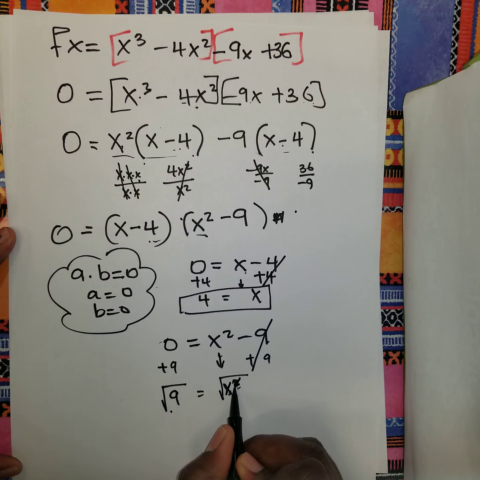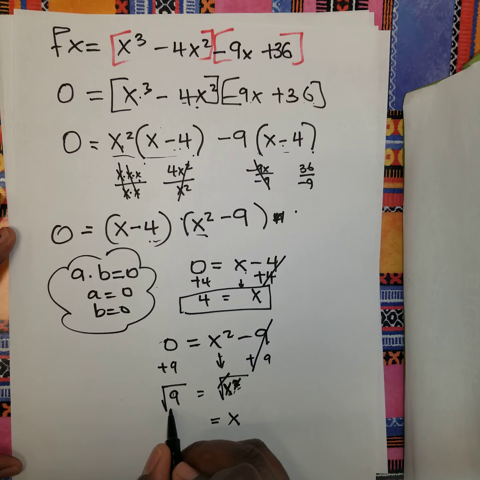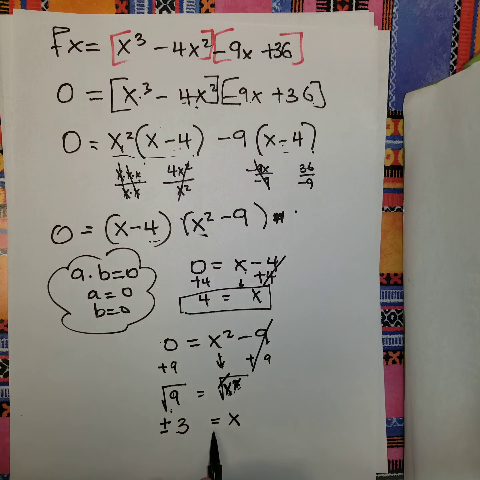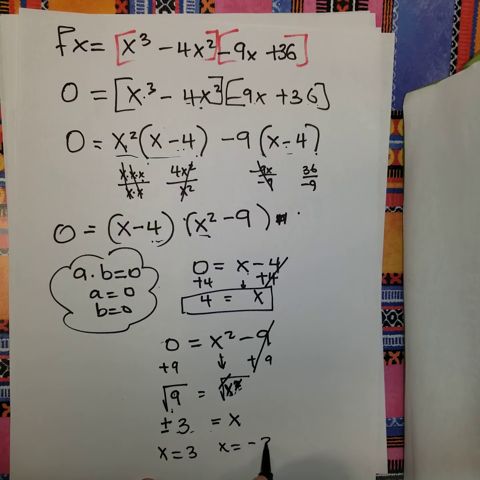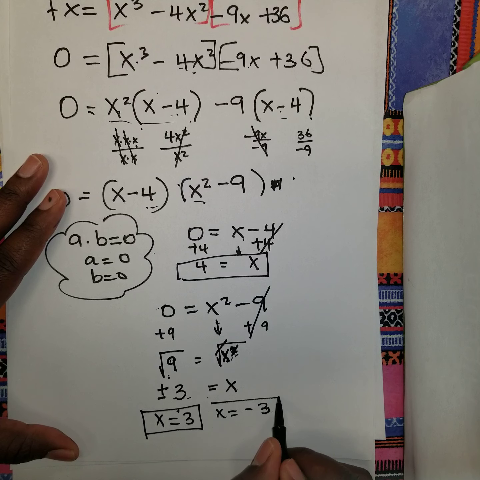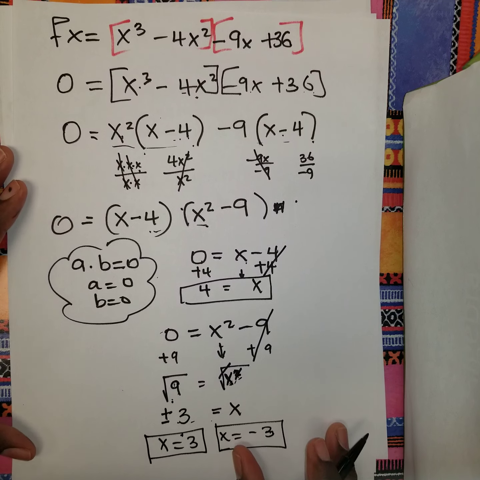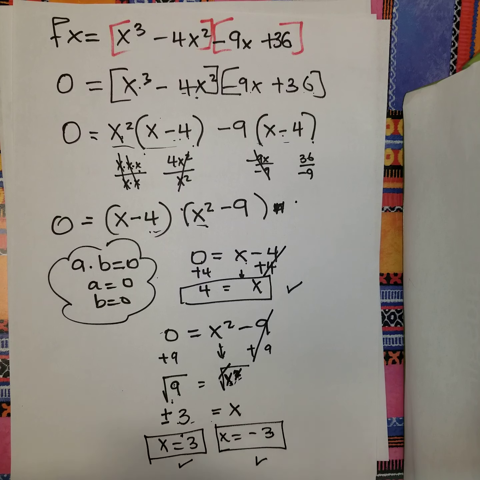The square root cancels the square, so x is equal to the square root of 9. The square root of any number gives a positive and a negative of that number. The square root of 9 is equal to 3. So right here we have two solutions: x is equal to 3 and x is equal to negative 3. So our three solutions for this function are x equal 4, x equal positive 3, and x equal negative 3.